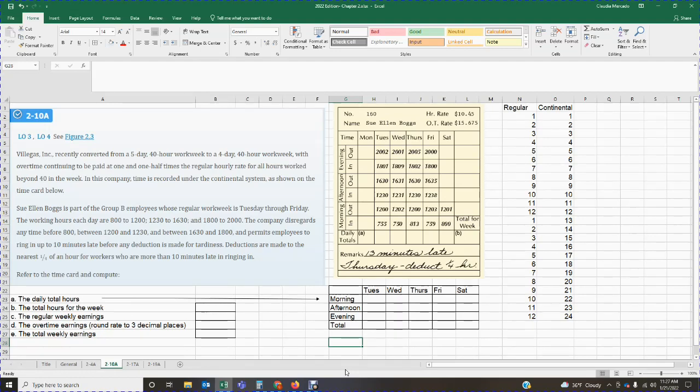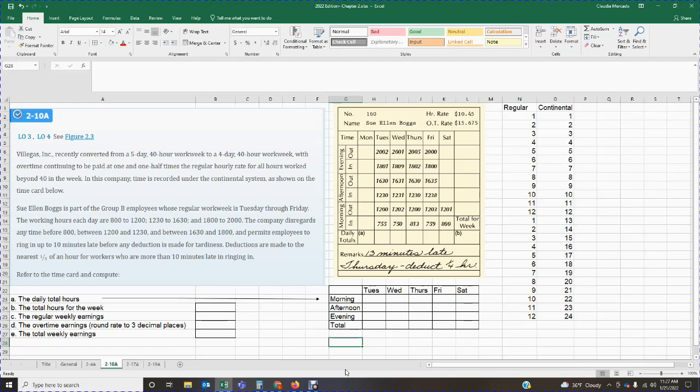Okay, so it says here, Villegas Incorporated recently converted from a 5-day, 40-hour work week to a 4-day, 40-hour work week, with overtime continuing to be paid at 1.5 times the regular hourly rate for all hours worked. So now instead of working 5 days, they're going to work 4 days, but now they're going to be working more hours each day. And the regular hours are still 40, and we're still going to pay time and a half for anything over 40.